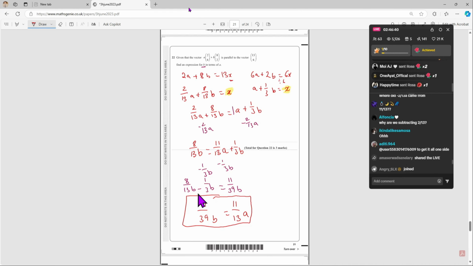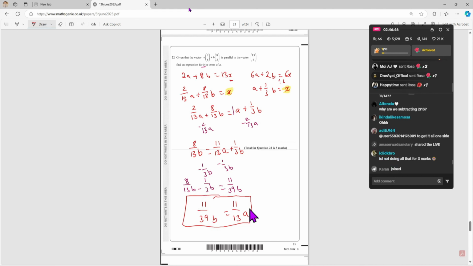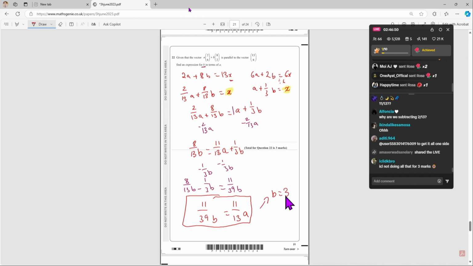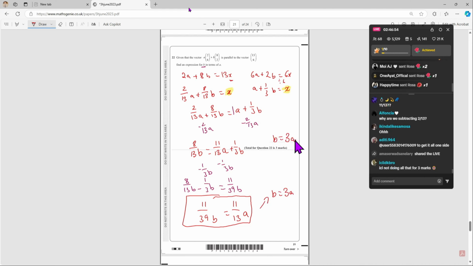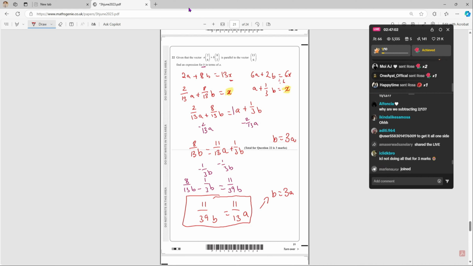How will you simplify this? You would divide by 11 over 39 on both sides. So then the simplified version is going to be b is equal to 3a. Okay, that will be your answer. b is equal to 3a. It's in terms of b, so you don't want a coefficient in front of b. Then you get b is equal to 3a, and that's how you would get your answer.